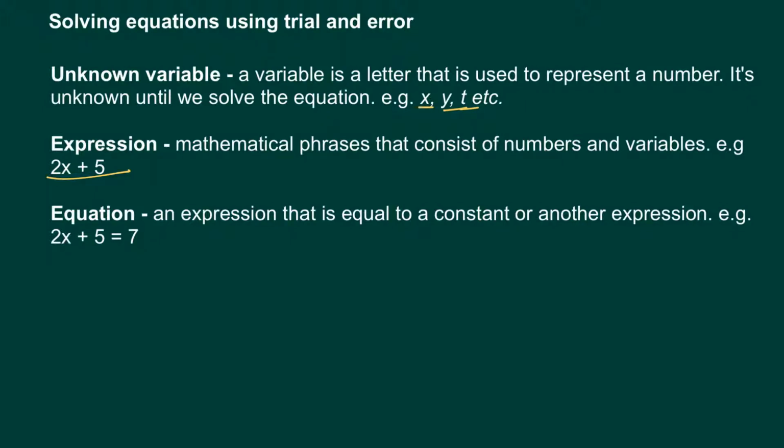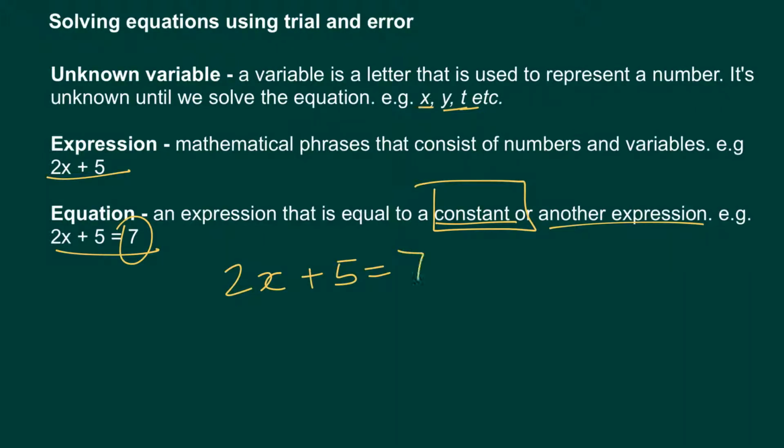And to finally finish off our definitions, we have equation. An equation, pretty straightforward, is an expression that is equal to a constant or another expression. So an example is 2x + 5 = 7. A constant, guys, simply means a number on its own. In the world of linear equations and algebra, a constant simply means a whole number on its own, like that one. So an equation could be, like it says, 2x + 5 = 7.